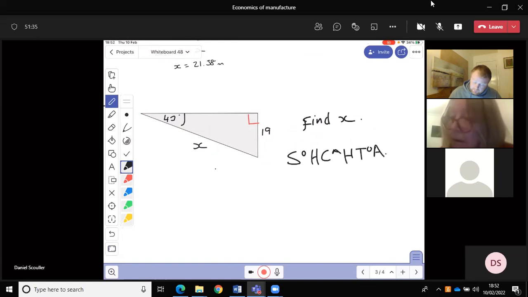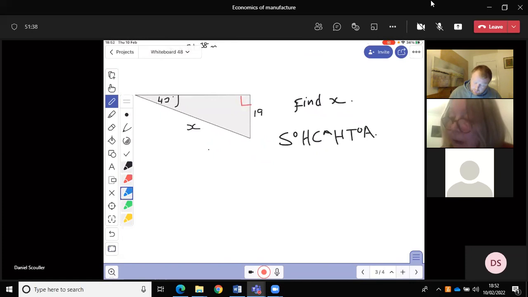SohCahToa. Okay, got the angle. What else do we have? We've got the side opposite that angle, so we can tick that off. That rules out cos, because that doesn't deal with the opposite. Wipe that away. What are we trying to find? We're trying to find the hypotenuse, the side across from that 90-degree angle.